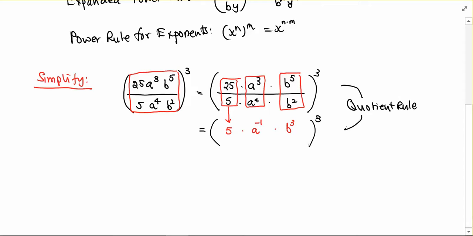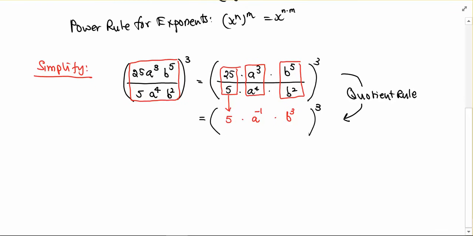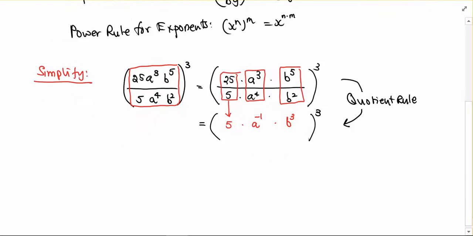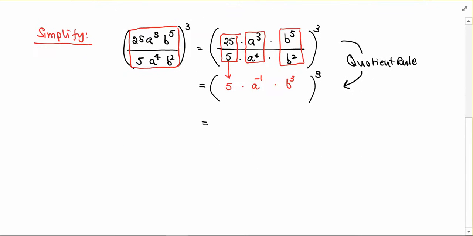Now I'm going to use the expanded power rule and rewrite this as 5 to the third, because there's a 1 here, 3 times 1, a to the minus 3, b to the 3 times 3, which is 9. Okay, so I'm very, very close to being done. The only things that I have to finish up, clean up really, is this, because I can actually work that out, and this, because I can't leave any negative exponents in my final answer.